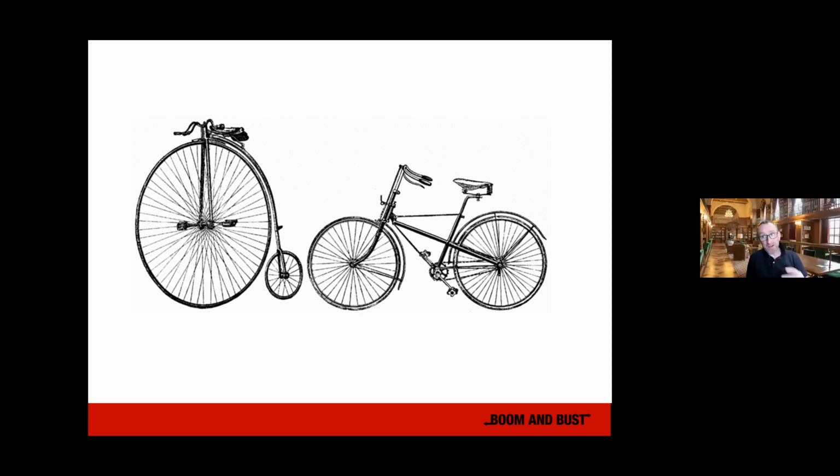But within a matter of years, this bicycle was replaced by the bicycle on the right, which looks very much like the bicycles that we use today. And so major technological advances have taken place: ball bearings, weldless tubes, pneumatic tires, to name three things that came together to build the modern bicycle. And so there's a lot of excitement about this new technology.